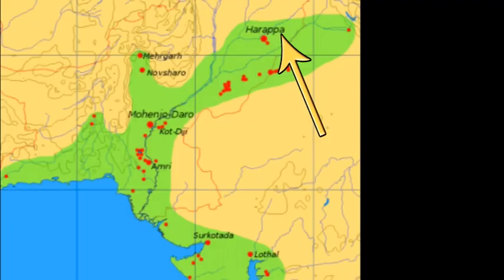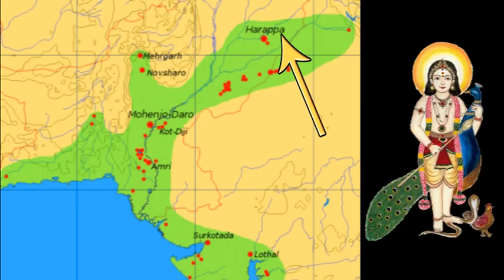One of the viewers of my channel suggested that the name Harappa, the ancient Indus Valley civilization site, should have got its name out of Murugan. The site is called the Harappan site as it is located very close to a village called Harappa.